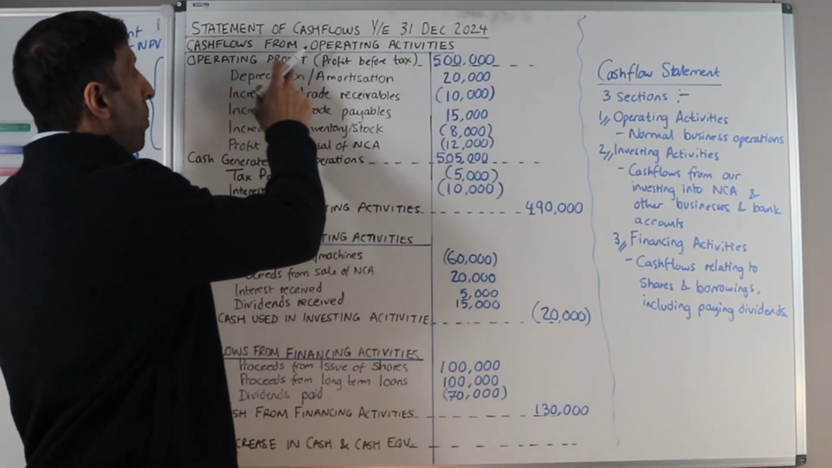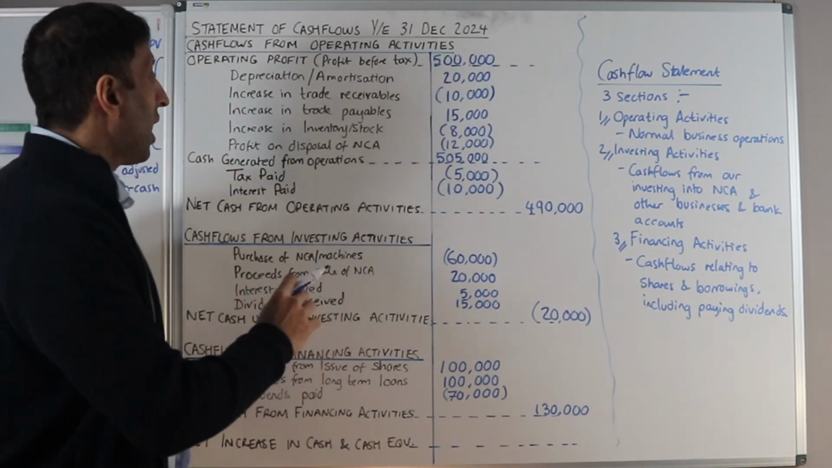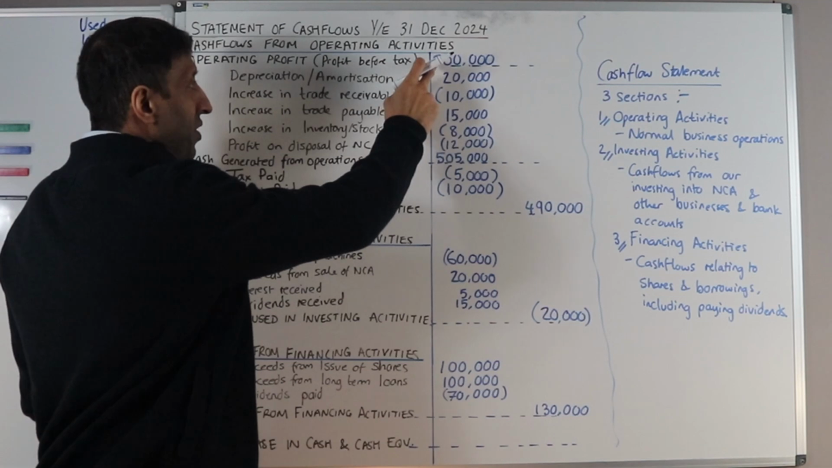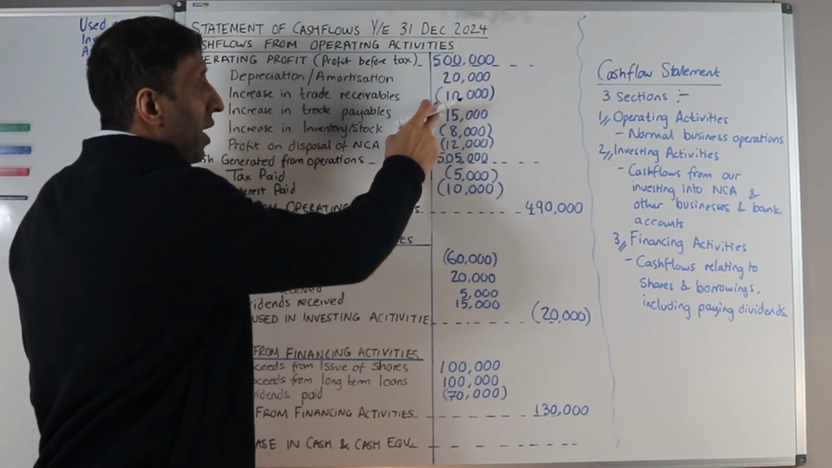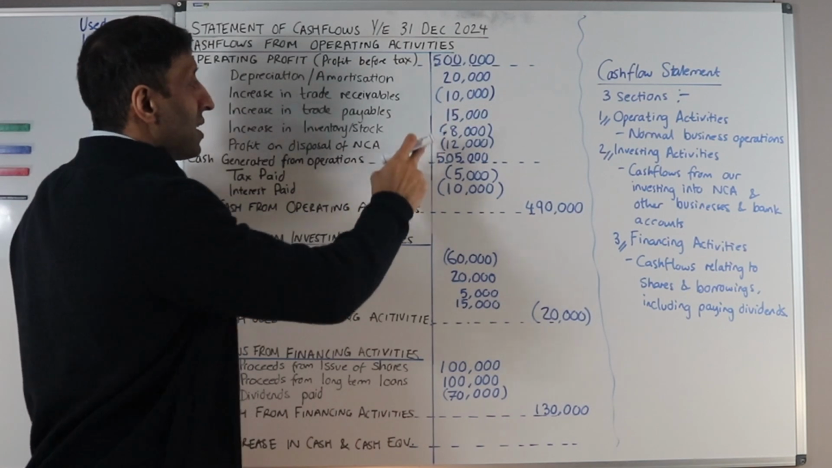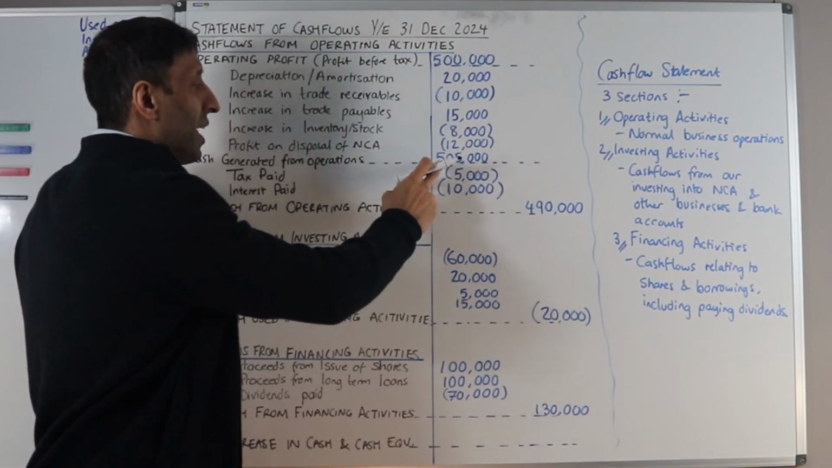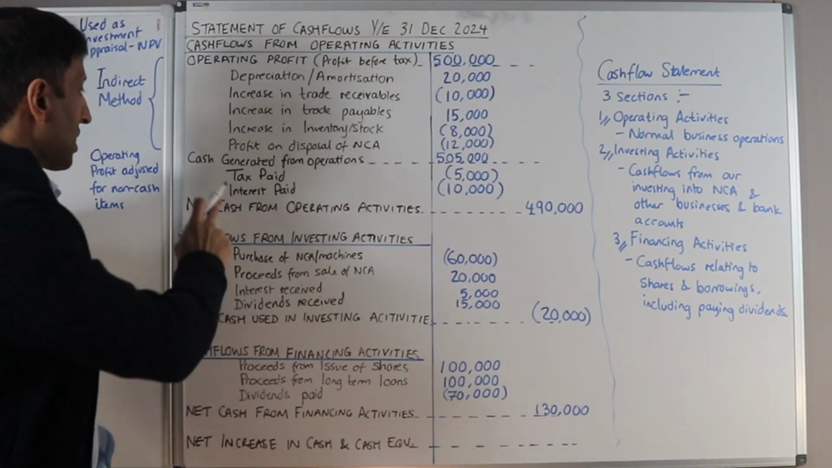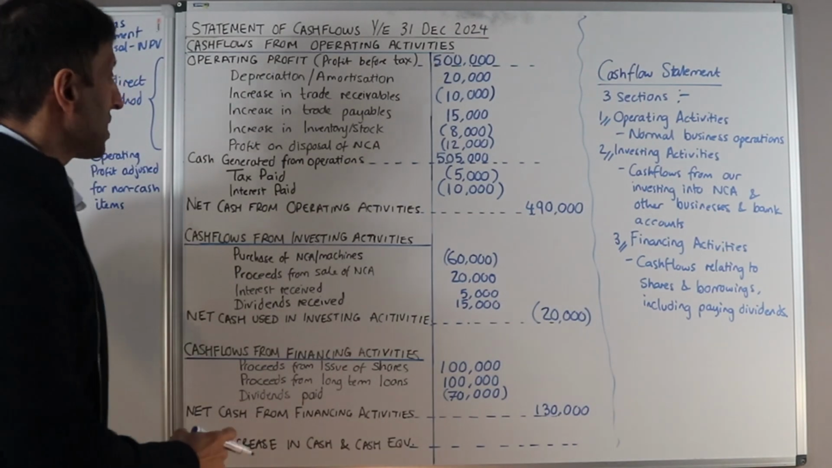That takes us from the operating profit, which is within the income statement or statement of profit and loss, and then we are going to, in this case, take the 500,000, add the depreciation, and then anything we're going to minus is in brackets, so we minus the 10, add the 15, minus the 8, minus the 12, and that gives us 505,000. This gives us cash generated from operations, from operating activities.